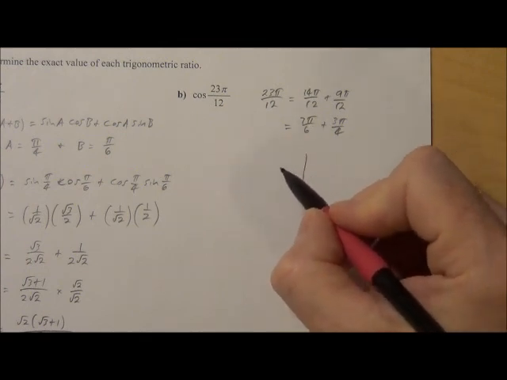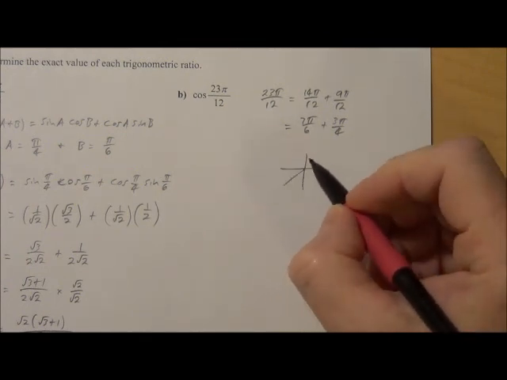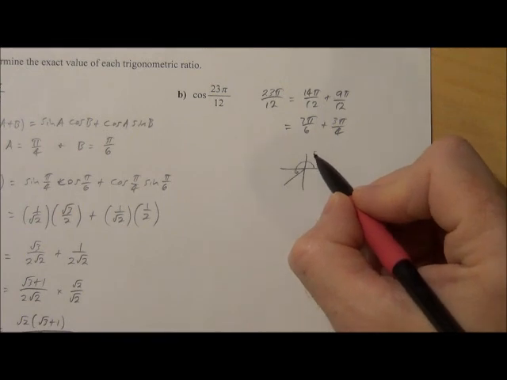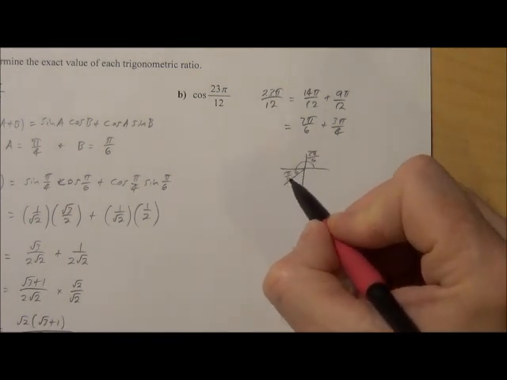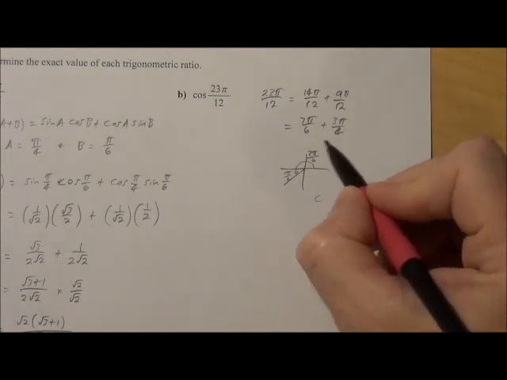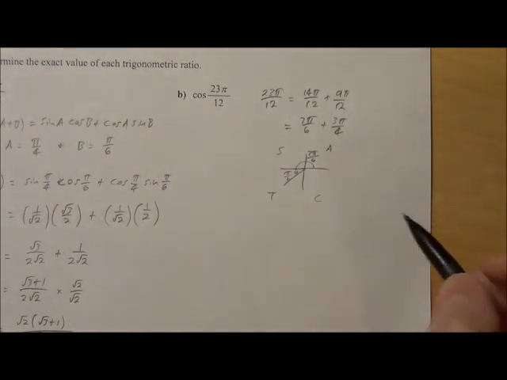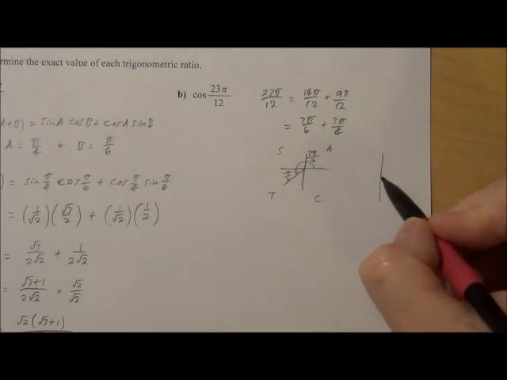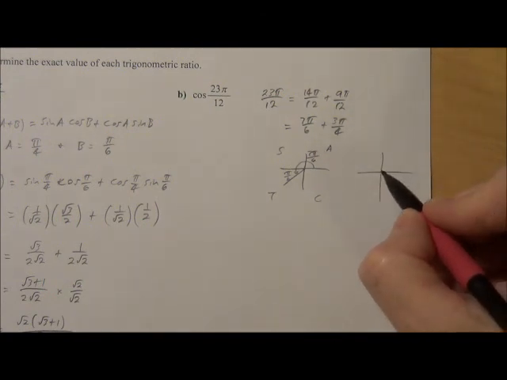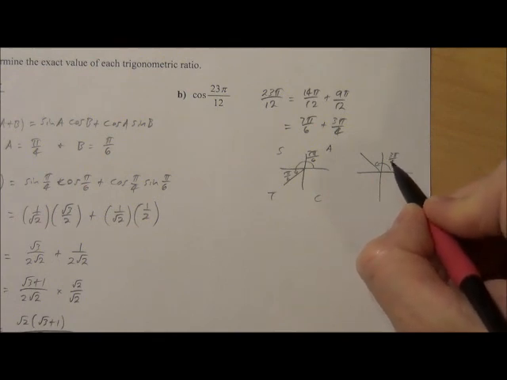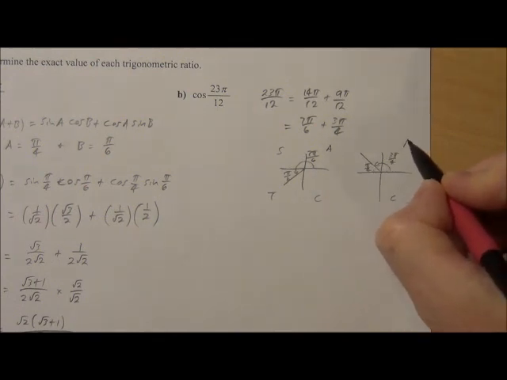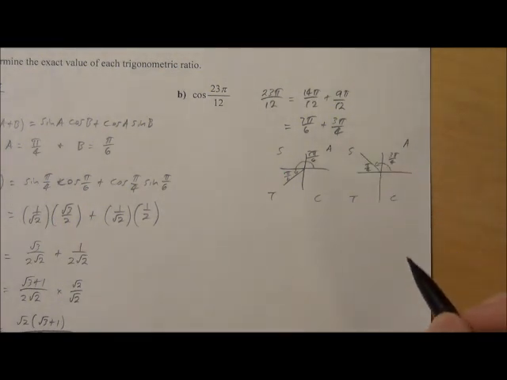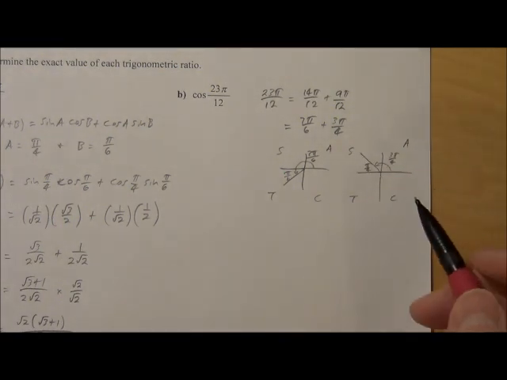7 pi by 6, that's going to be over here. So this is 7 pi by 6. That means that the beta angle is pi by 6. And then of course we use the CAST rule. And for 3 pi by 4, we know it's over here. So that's 3 pi by 4, and the beta angle is pi by 4. Again, apply the CAST rule. And then from there we can just work this out.